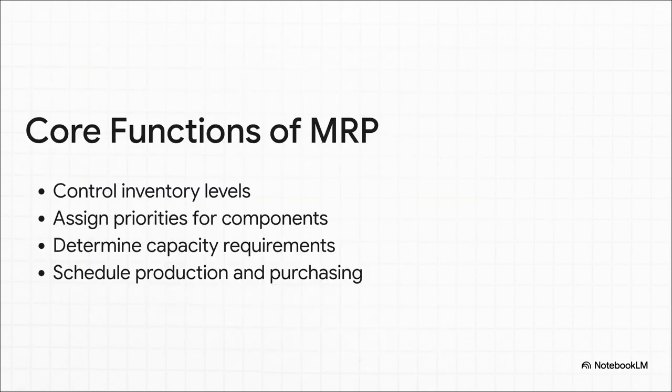So how does it pull this off? Well, the system has a few core functions. It takes direct control of your inventory levels, it assigns priorities to all the different components based on production timelines, and it calculates the precise capacity you're going to need. It is all about creating this incredibly efficient schedule for both making things and buying things.